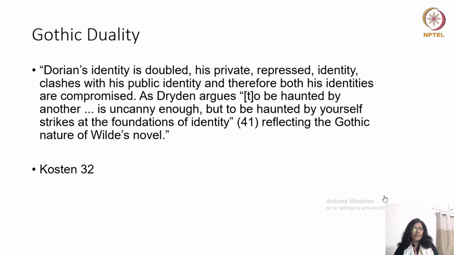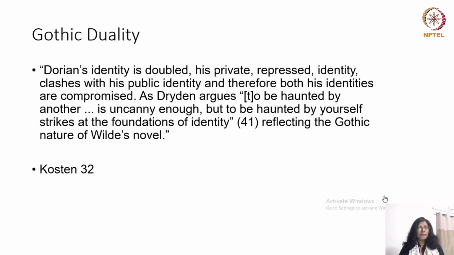Dorian's identity is doubled. His private, repressed identity clashes with his public identity, and therefore both his identities are compromised. As Dryden argues, to be haunted by another is uncanny enough, but to be haunted by yourself strikes at the foundations of identity. Reflecting the Gothic nature of Wilde's novel, there is a duality, of course.